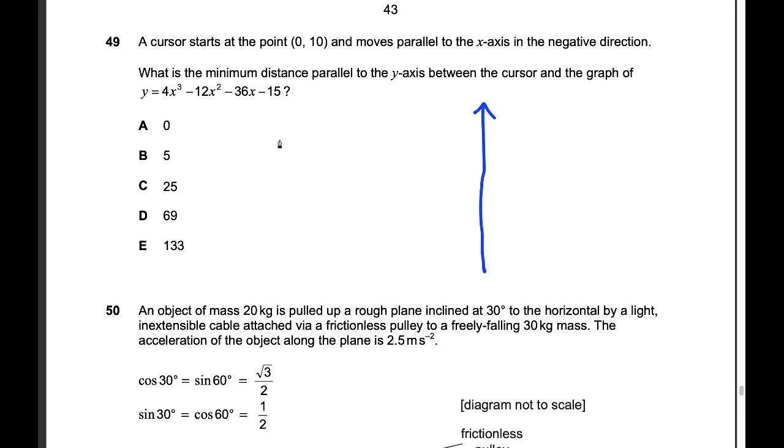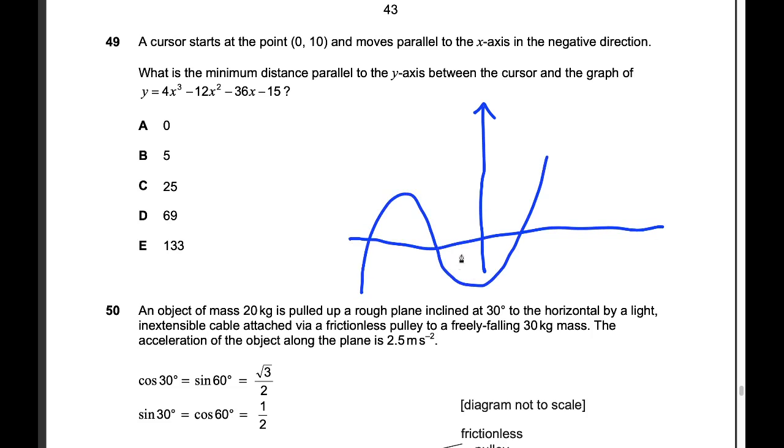So this is an x cubed graph, so we know it's going to look something like, well, these are sort of rough positions of where the maxima and minima are going to be, but certainly the maxima is going to be before the minima because this is a positive x cubed graph. We start up here at 10, and it says that we're going to move in this direction, and they're asking what's the minimum distance parallel to the y-axis. So what's the minimum distance between the curve and the line that this cursor travels?